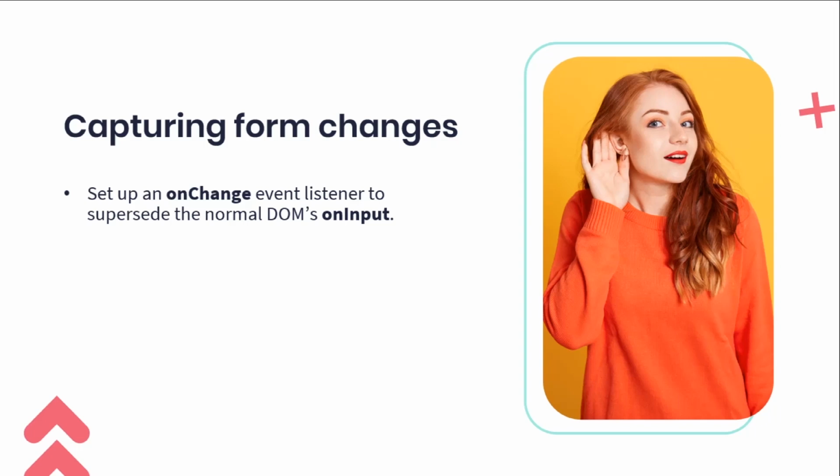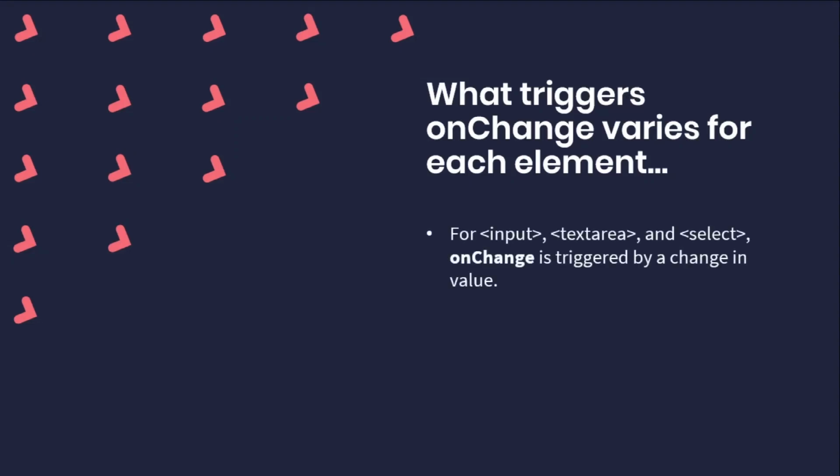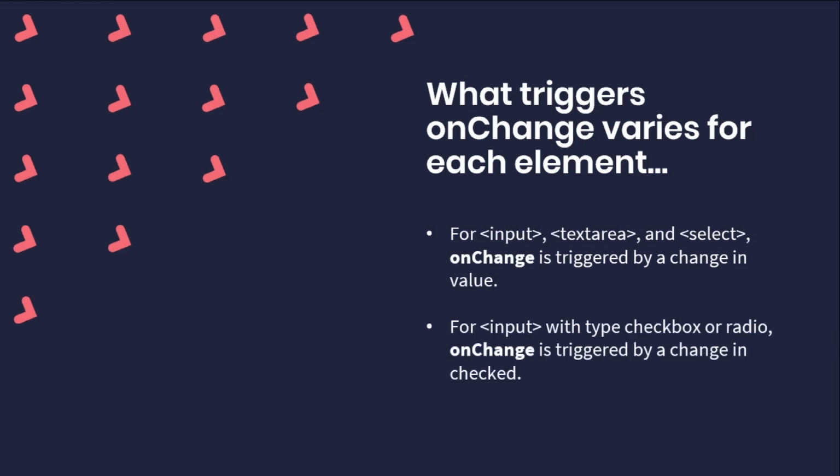On the other hand, React's onChange isn't exactly the same as the regular DOM onChange. The regular DOM onChange may be fired only when the element loses focus, whereas React's onChange fires on all new input. And you might be wondering what triggers onChange. Input, textarea, and select: onChange is triggered by a change in value. Input with type checkbox or radio: onChange is triggered by a change in checked.